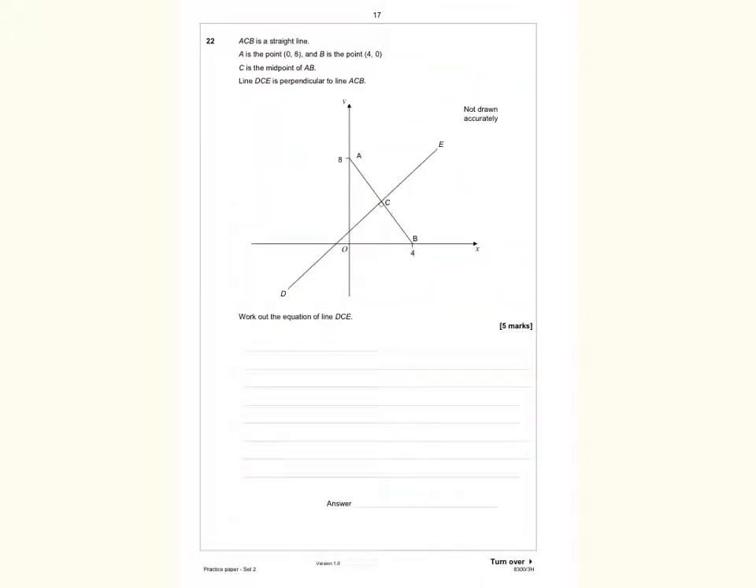Okay, question 22, we have ACB is a straight line, and A is the point 0, 8, and B is the point 4, 0. C is the midpoint of AB, so I can find the coordinates of C. Line DCE, so this line here, is perpendicular to line ACB.